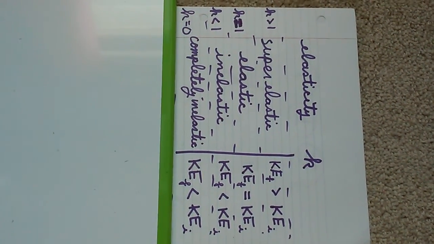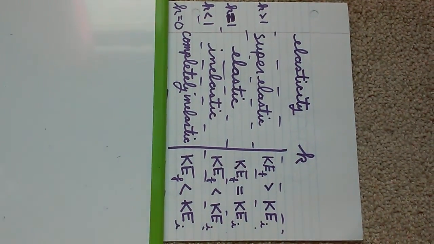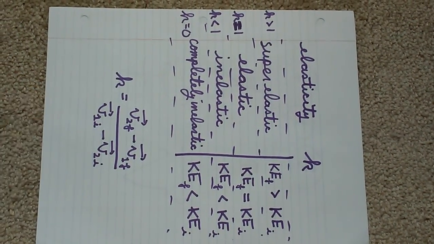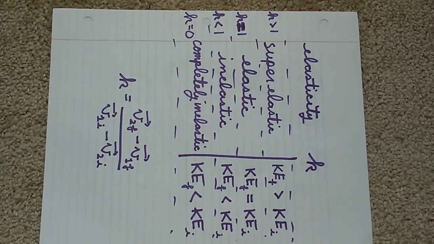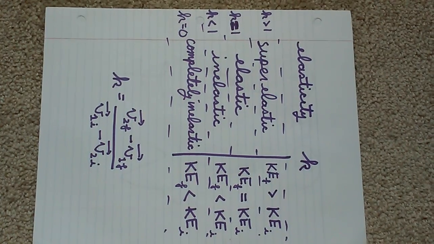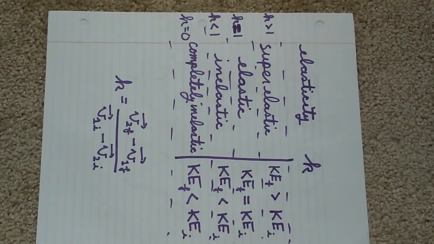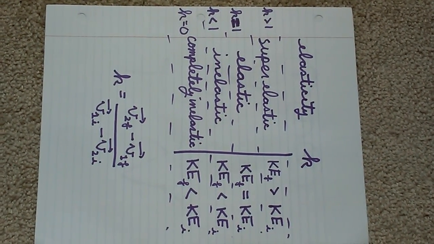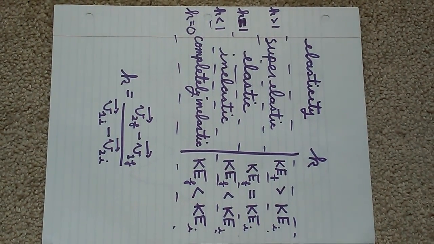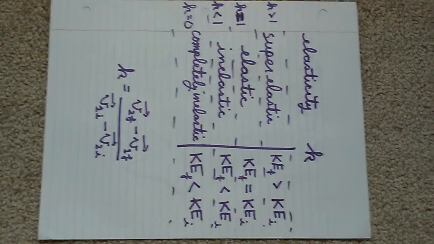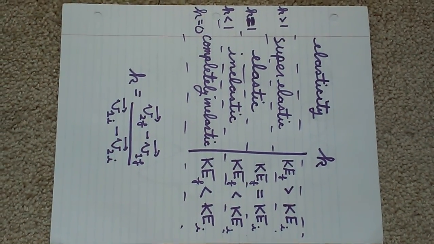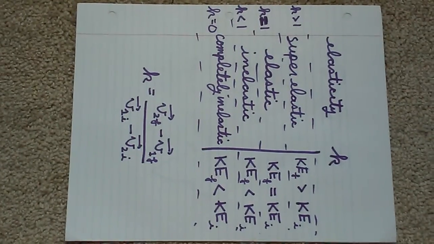Elasticity can also be solved for by using this equation: v2f minus v1f over v1i minus v2i. This is because elasticity is the ratio of the relative velocity between two objects after the collision to the relative velocity before the collision. Another physics concept is the relationship between variables.